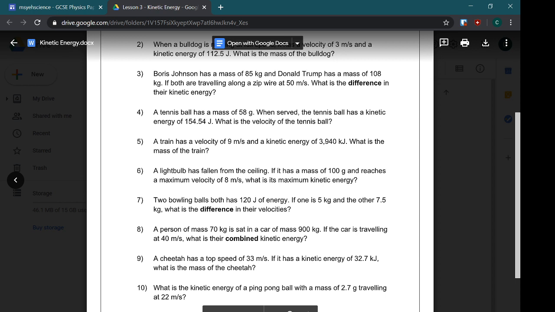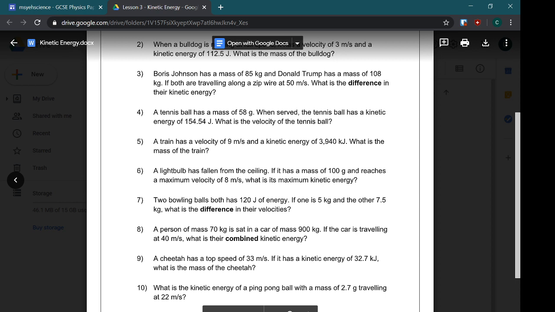Those are the main types of challenges that I would have on there. No other types of challenges. Question number 8, find the kinetic energy separately and then add them together. Question 7, difference in the velocity, same thing. Find the velocity of one, find the velocity of the second, and then subtract them to find the difference. So you don't have to do all of these.